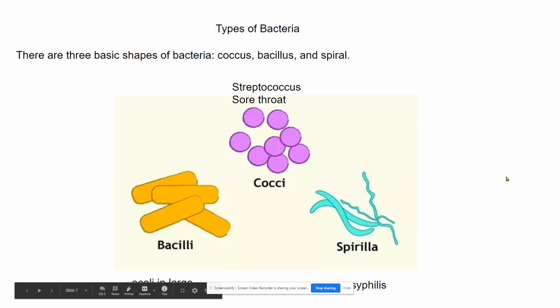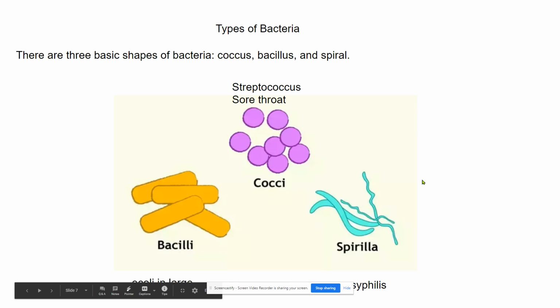These are the different types of bacteria. We can classify bacteria in different ways, but the easiest way to classify bacteria is by shape. So the three general shapes of bacteria. These are small circular or spherical shaped bacteria. They're called cocci. An example here would be the Streptococcus bacteria that causes sore throat. These are rod-shaped bacteria called bacilli. An example would be the bacteria in your large intestine.